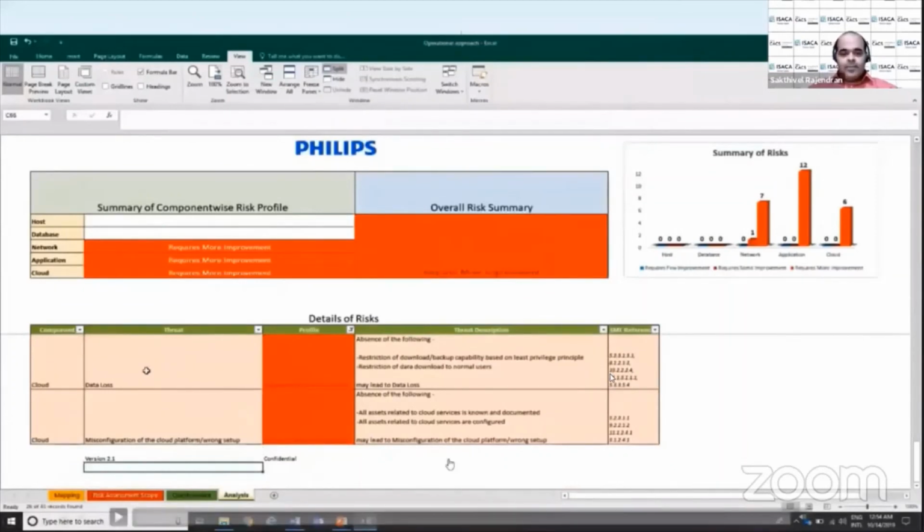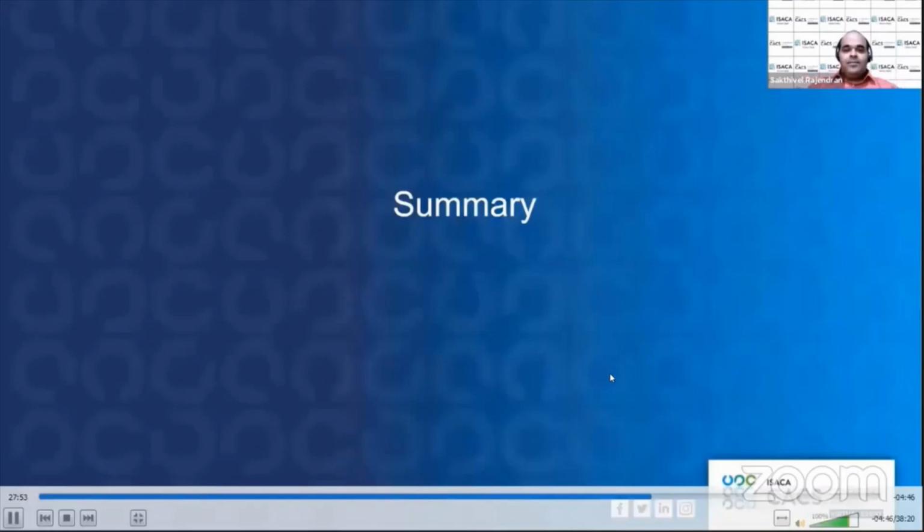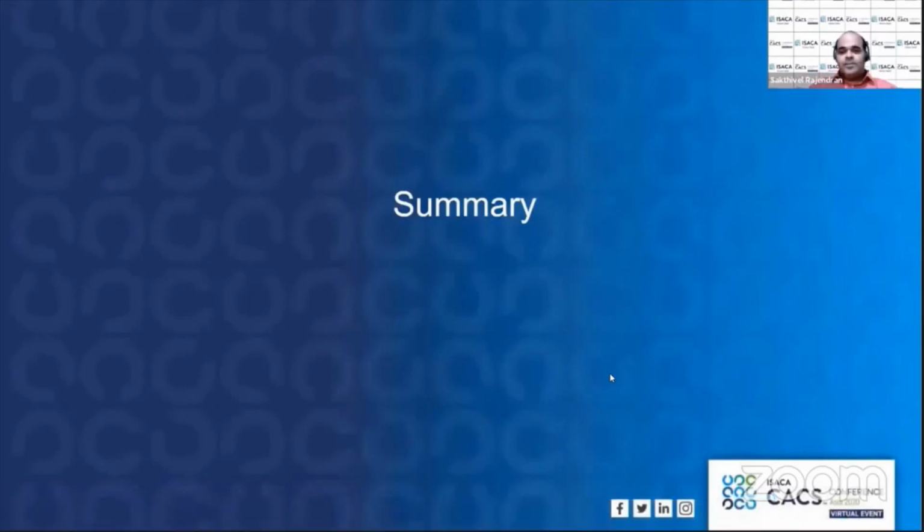Okay, that's the end of the demonstration for cybersecurity risk assessment from the operational perspective. I hope you enjoyed that. It provided instant results based on the predefined questionnaire responses. And this also brings us towards the end of our session. So before we conclude, let's summarize what we learned in this session.